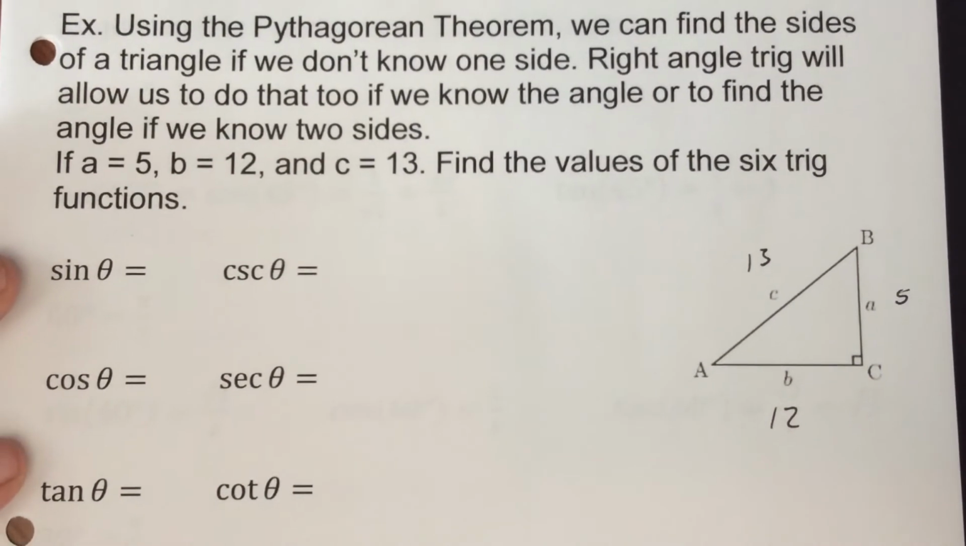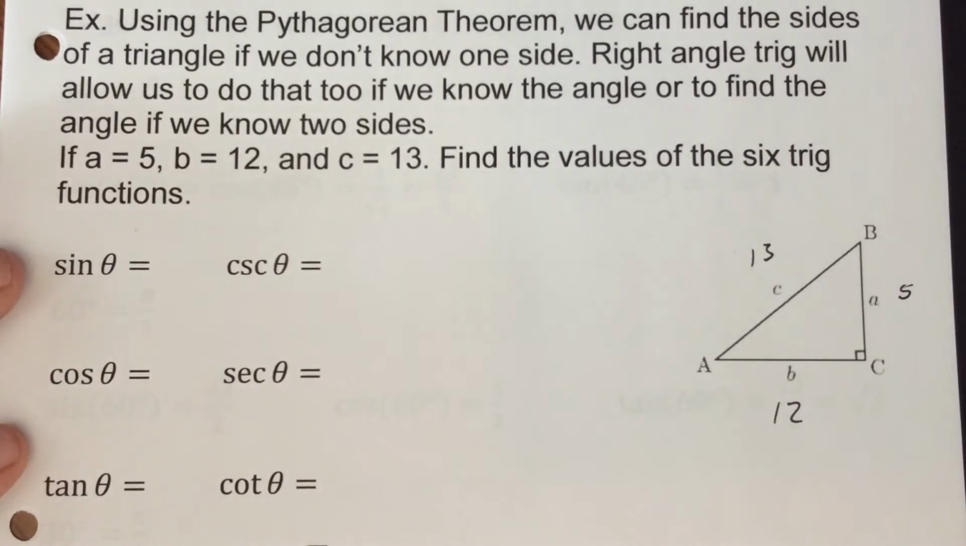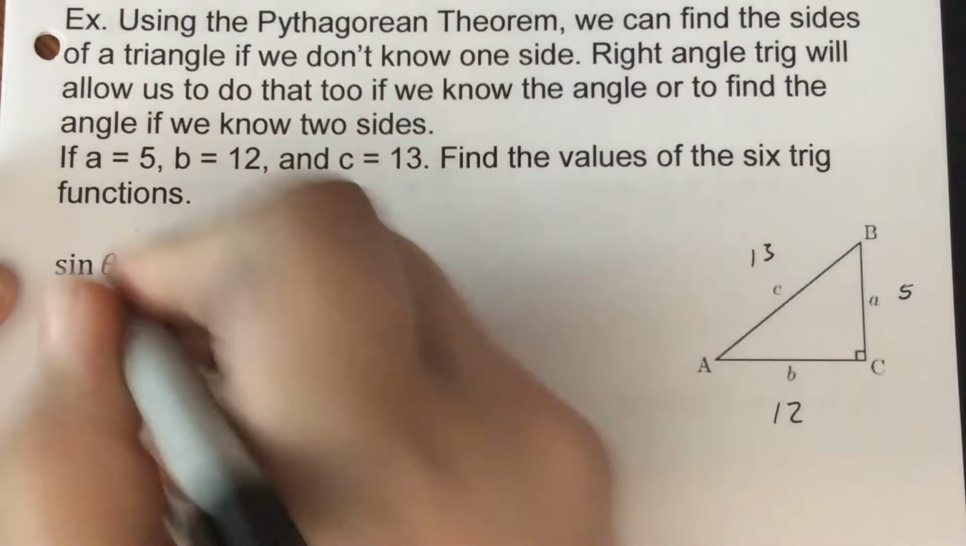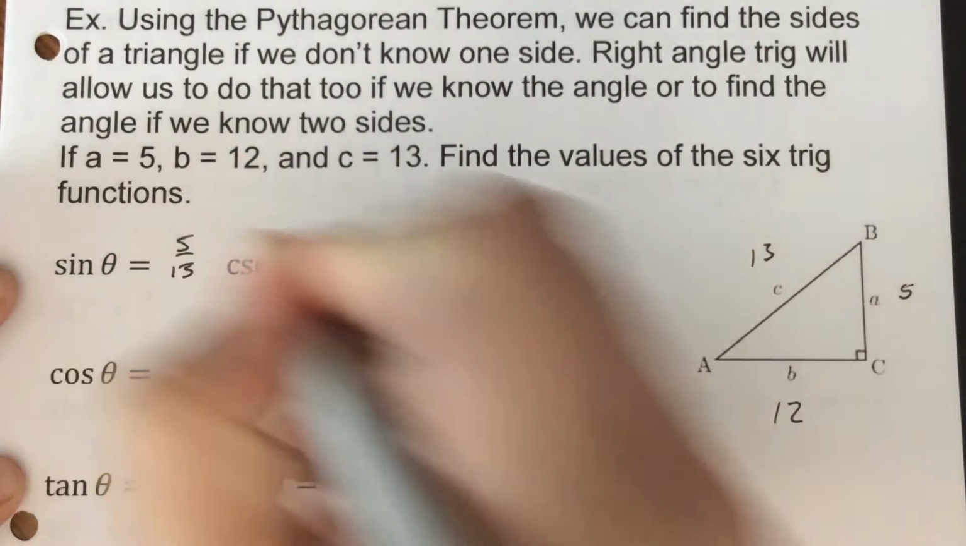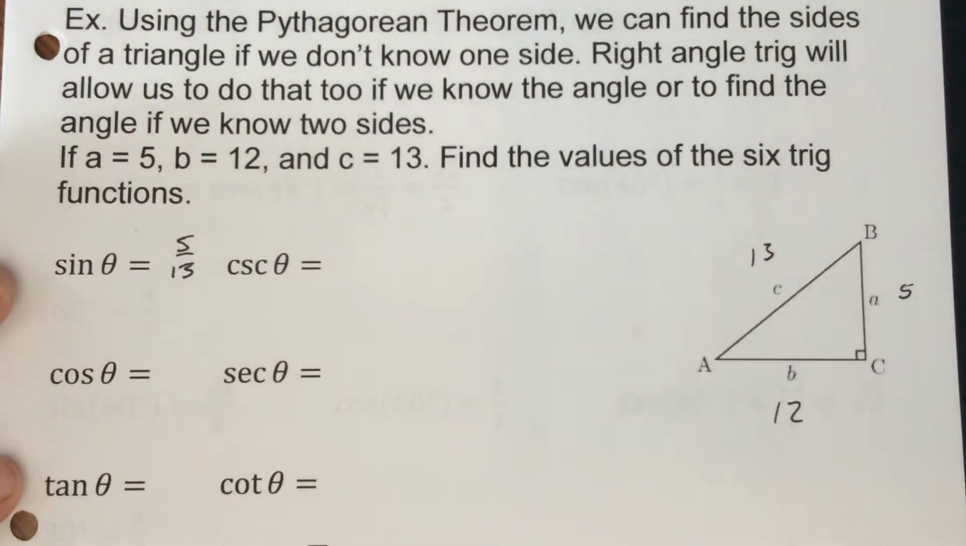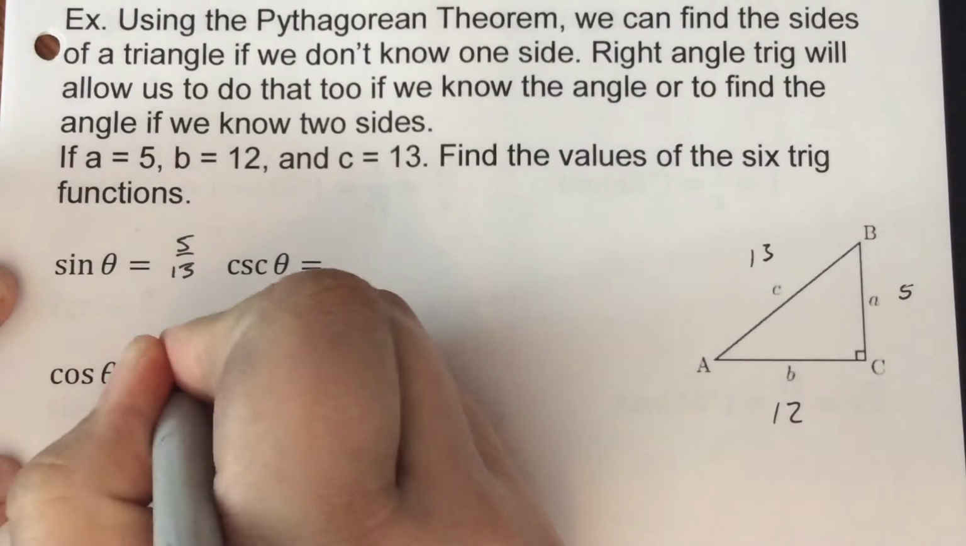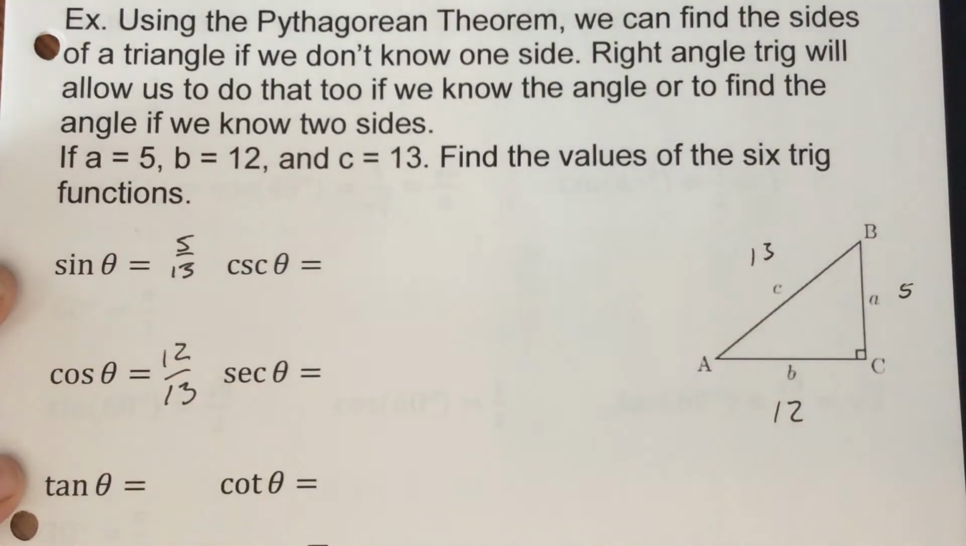So, sine. If we look back up further in the notes, we have sine being opposite over hypotenuse. So in other words, A over C. So A over C, 5 over 13. Cosine, adjacent over hypotenuse, 12 over 13. And tangent, opposite over adjacent. So 5 over 12.